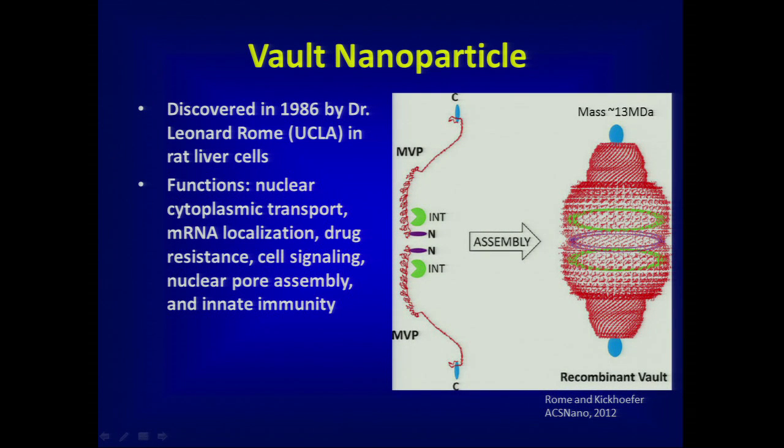Vault nanoparticles were actually discovered here at UCLA in 1986 by Dr. Leonard Rome. They were initially found in rat liver cells. We now know that Vault nanoparticles are ubiquitous intracellular nanoparticles found in multiple cell types. Although the function is unknown, the proposed functions have included nuclear cytoplasmic transport, mRNA localization, drug resistance, cell signaling, nuclear pore assembly, and innate immunity.